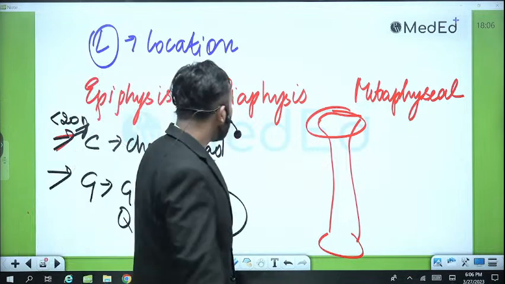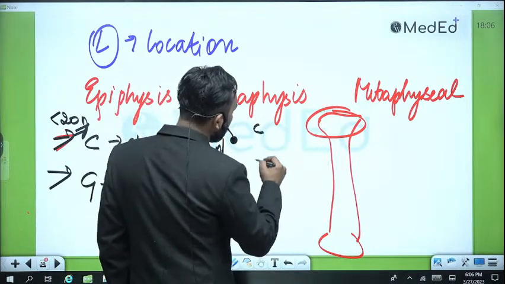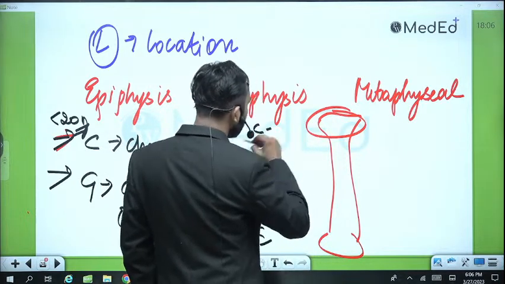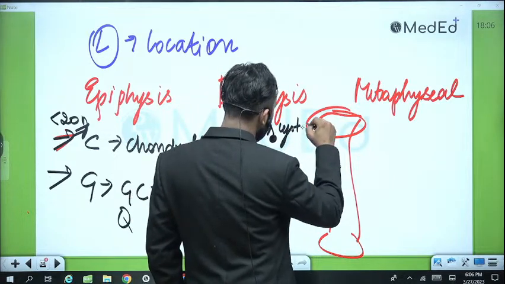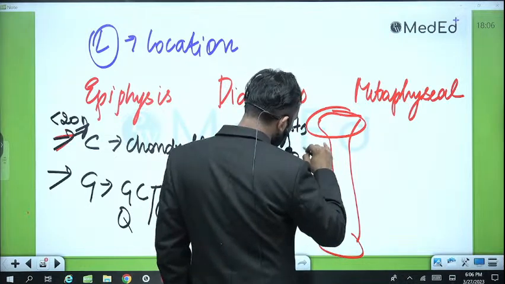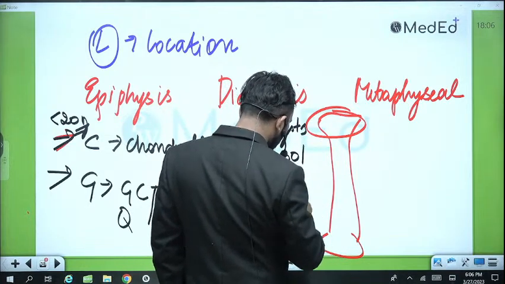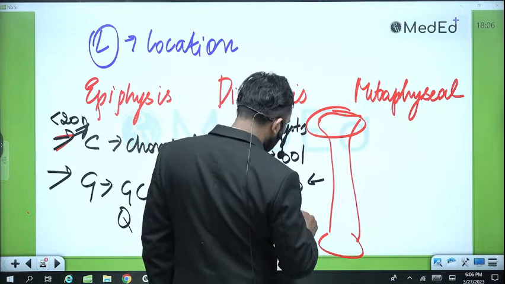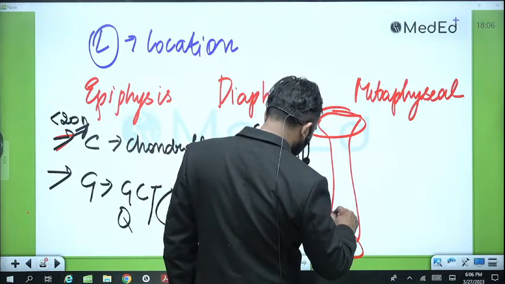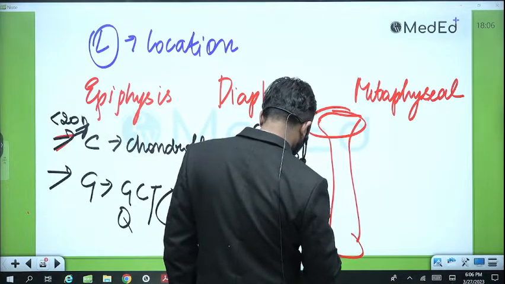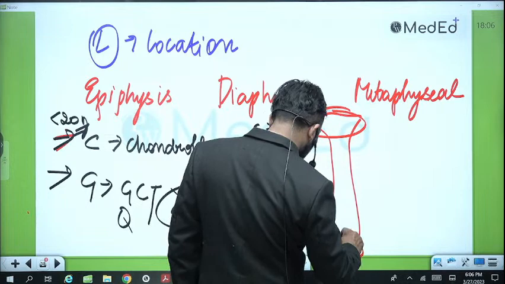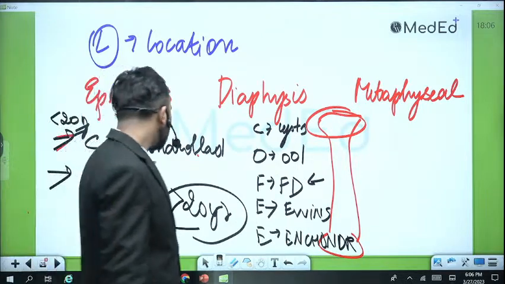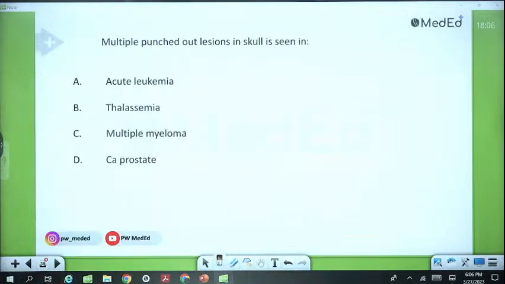As well as tumors in the diaphyseal location, they can be remembered with the mnemonic COFFEE. What does coffee stand for? C stands for cyst, O for osteoid osteoma, F for fibrous dysplasia, which was again asked in your recent exam, E for Ewing's sarcoma, and E for enchondroma. I'm talking about the NEET PG questions because they have a very high chance to be asked in your NEET PG exam as well, right?